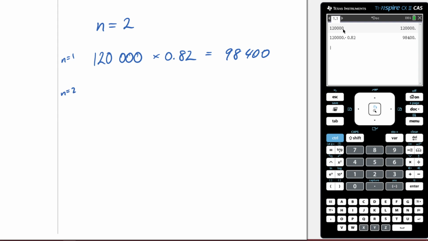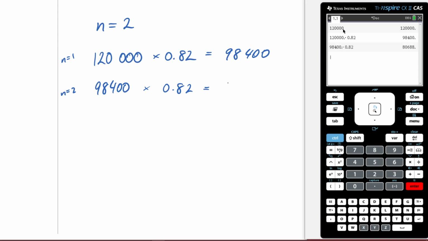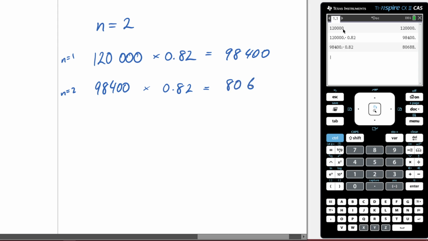To figure out after 2 iterations, I take this value, 98,400. I times it by 0.82. So again, it's losing 18% of its value. And I'm going to get 80,688. So after 2 iterations, it's going to be worth this much.